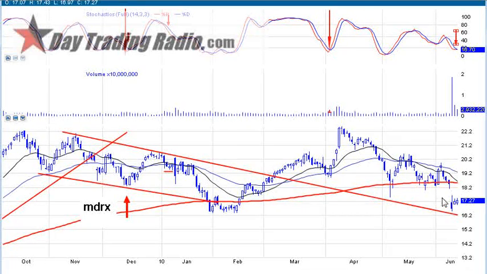It's 3 days, so watch for 2 more days of consolidation here. Wait for the stochastics to get down into an oversold level, and then watch for a move back up to fill that gap on MDRX.